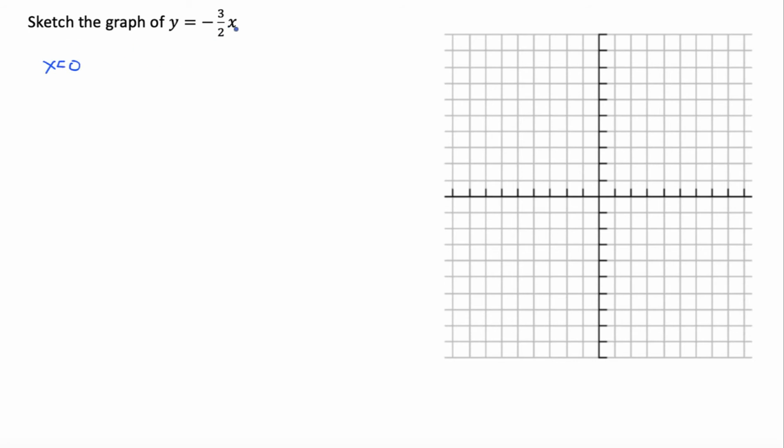So let's pick x equals 0, we'll plug that in and see what the corresponding y value is. Well, it turns out that anything times 0 is just equal to 0, right? So our first ordered pair is 0, 0.